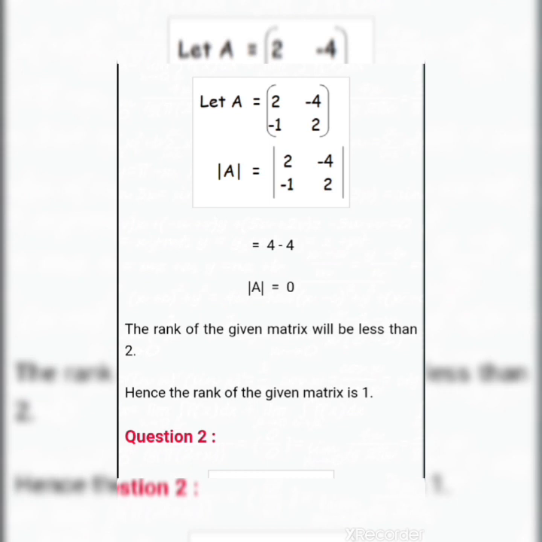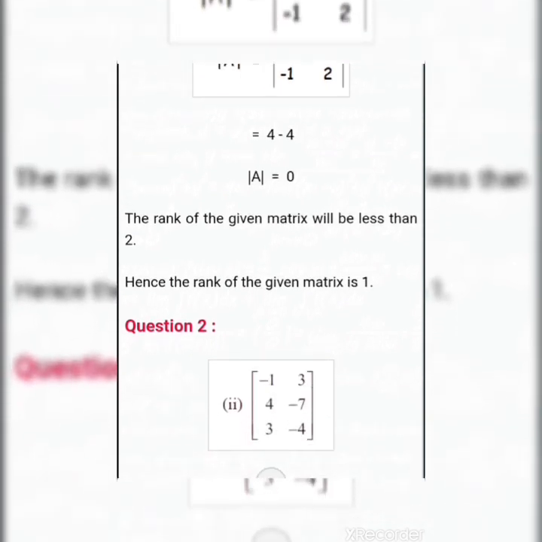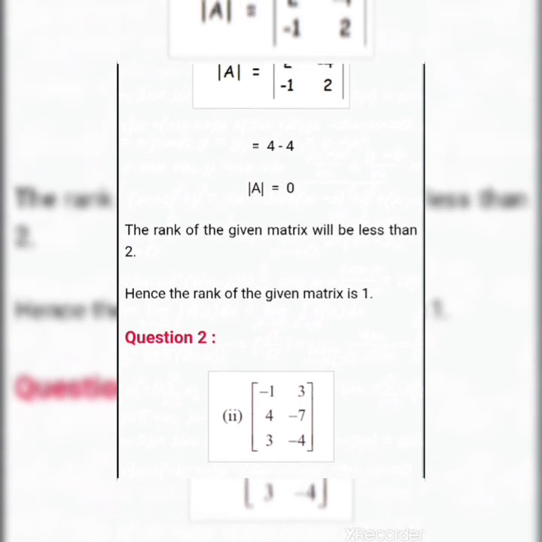Now take the determinant value: 4 minus 4 is equal to 0. So the rank of the given matrix will be less than 2.